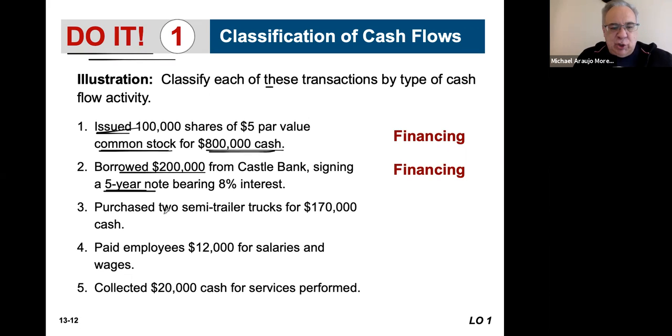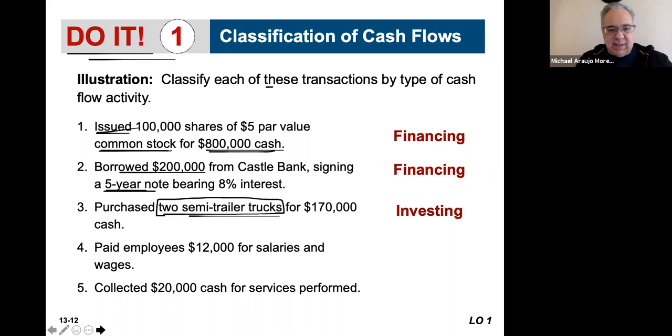Here they purchase 2 semi-trailer trucks. Now a semi-trailer truck is an asset, and you're going to use this asset for a long period of time. So you paid $170,000 cash for these 2. So what type of activity is this? This is an investing activity because this is property, plant, and equipment that you're buying.